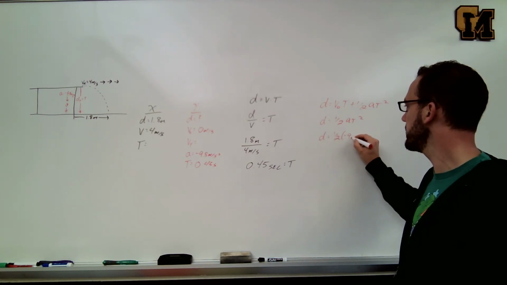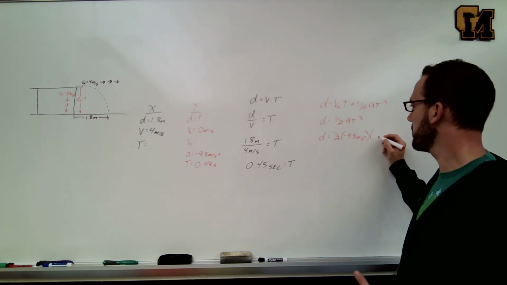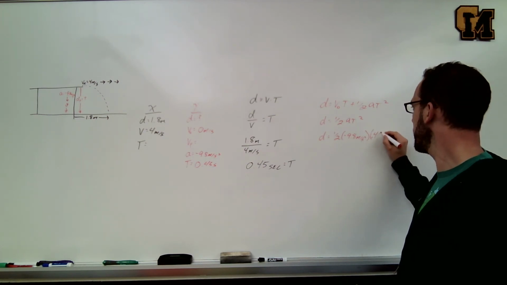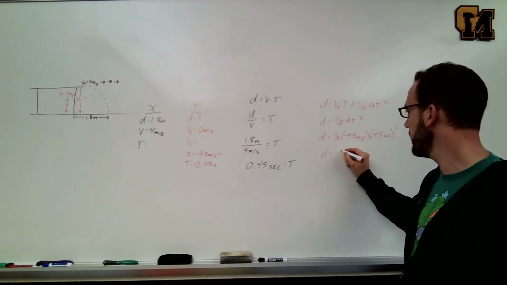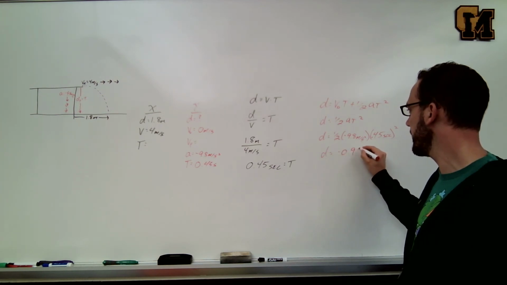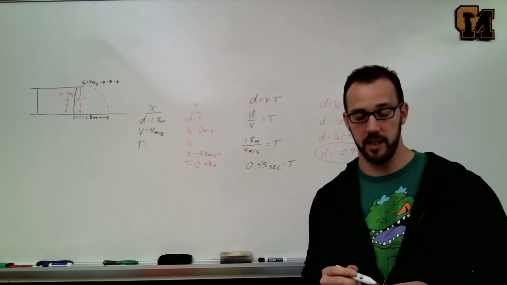1/2 times negative 9.8 meters per second squared multiplied by 0.45 seconds. And I square that. Plug all of that into my calculator, and I get negative 0.99 meters for the height of the desk.